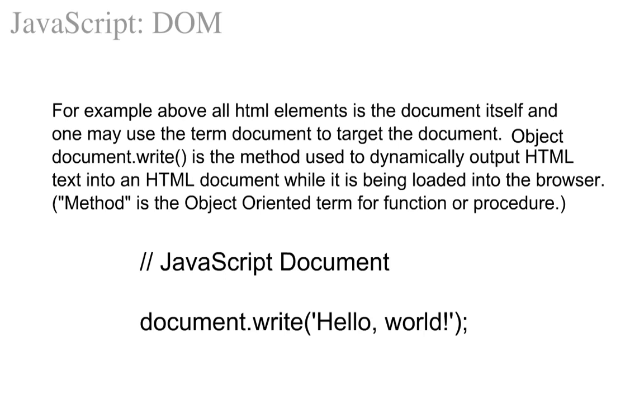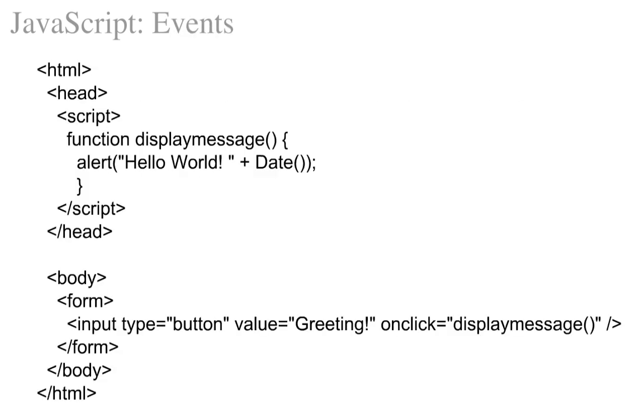Document.write is the method used to dynamically output HTML text into an HTML document while it is being loaded into the browser. The term method is the object-oriented term for function or procedure. One may also employ user events to trigger JavaScript functions. For example, the onClick attribute, shown in this example, holds a string of JavaScript code that is executed when the user clicks the button. In this case, the onClick event handler calls the alert function.